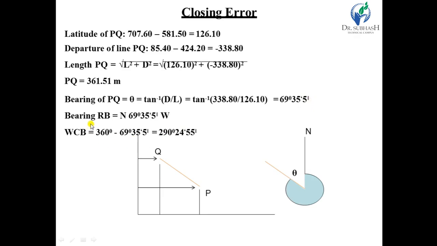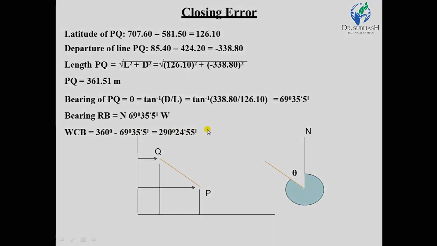After that, the reduced bearing of that line is northwest, right? See in the picture that 69 degrees comes within the northwest quadrant, properly shown in this picture. So the whole circle bearing of this line is equal to 360 minus northwest 69 degrees 35 minutes and 5 seconds, which is 290 degrees 24.5.